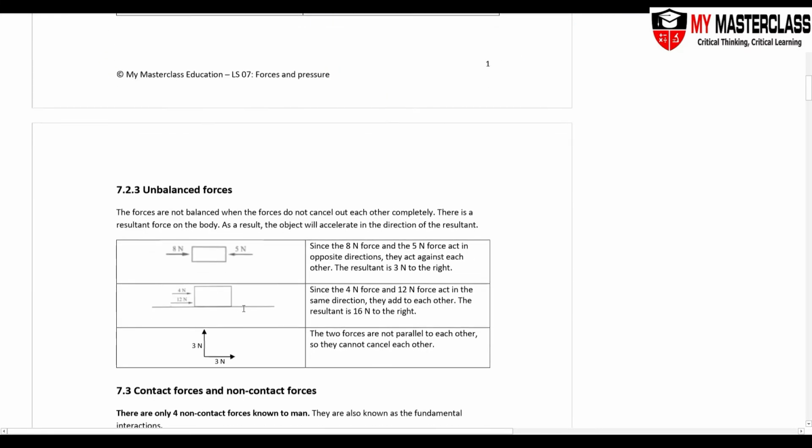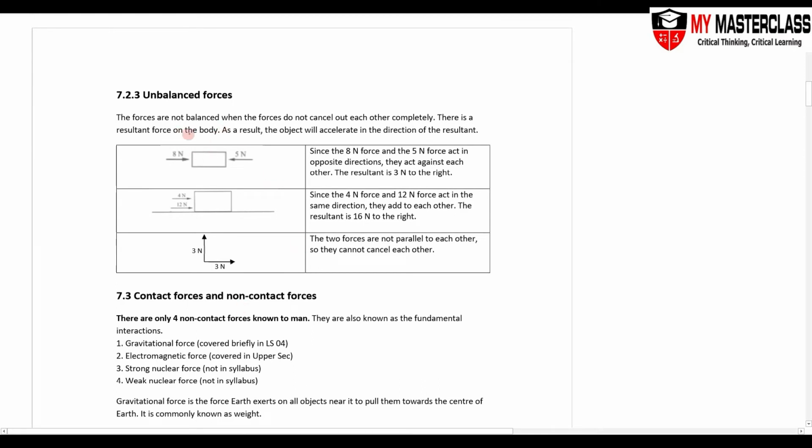So unbalanced forces, the opposite of balanced forces: we have forces that cannot cancel each other, 8 and 5. When they don't cancel out each other, I will have a resultant force. So my resultant force or net force in this case is 8 minus 5, 3 newtons. And it will be in the direction of the stronger one. So 8 newtons is the stronger one, so to the right.